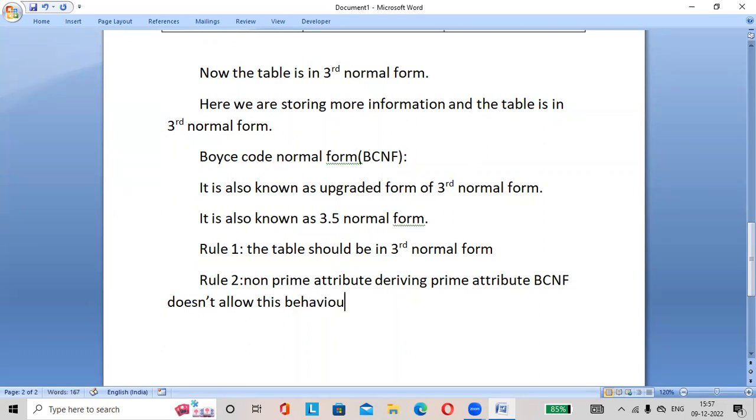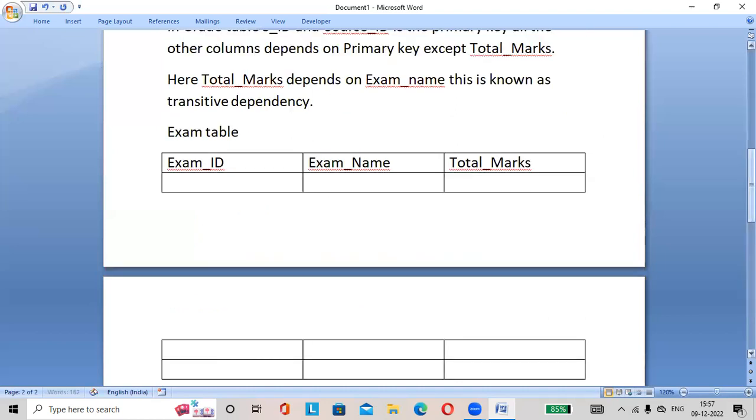What does it mean? Non-prime attribute deriving a prime attribute. What is the meaning of non-prime attribute? An attribute which is not a primary key. Okay. We'll check this table.